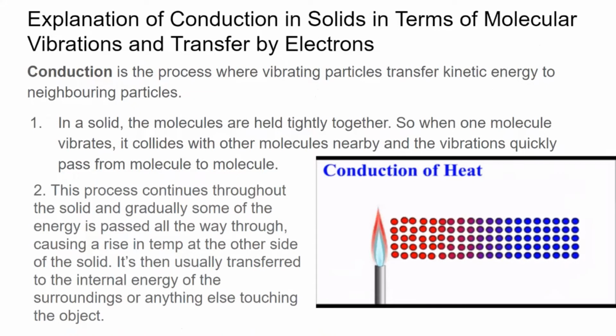This process continues throughout the solid, and gradually some of the energy is passed all the way through, causing a rise in temperature at the other side of the solid, which was once the cold side. It's then usually transferred to the internal energy of the surroundings or anything else touching the object.